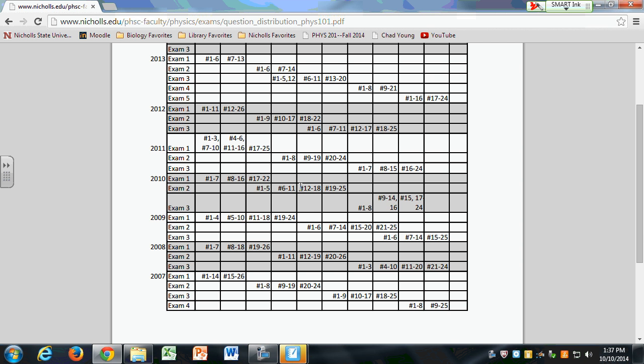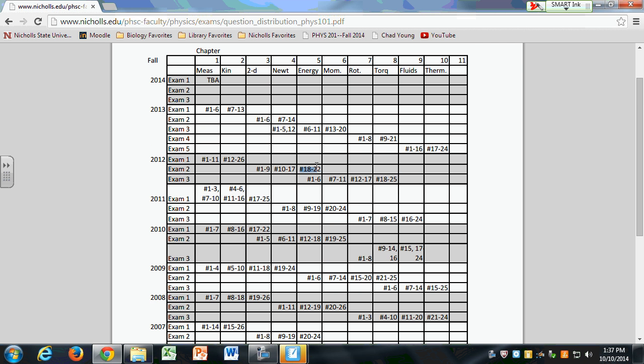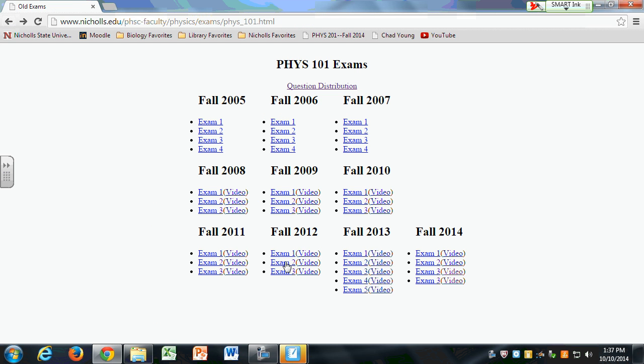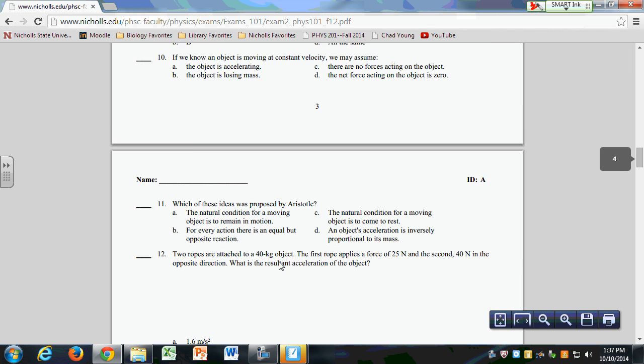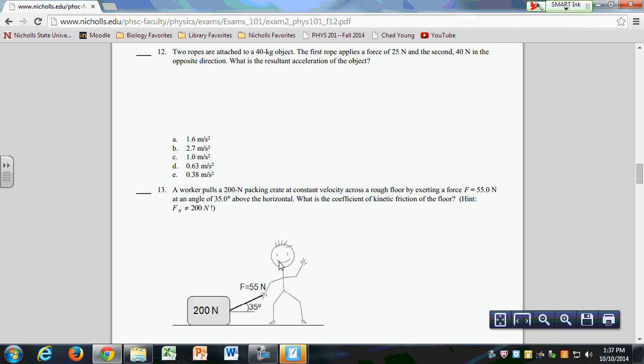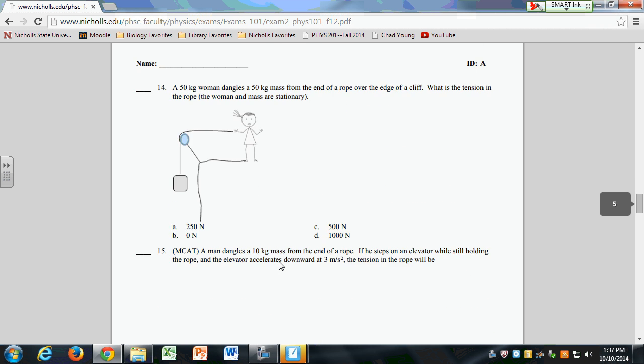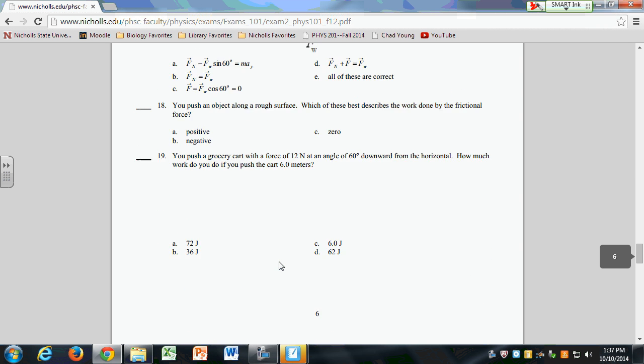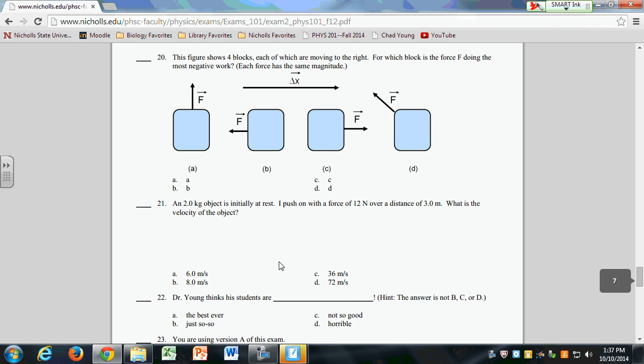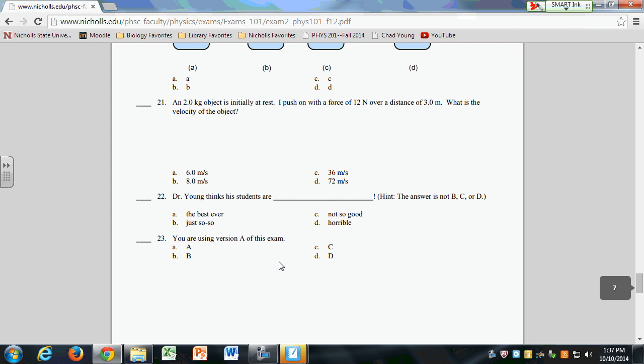All right, let's go back to 2012, exams 2 and 3. Oh, this is a good one. Let's look at number 21 here. So this is sort of a work problem and a kinetic energy problem. This is fall 2012, exam 2, number 21.